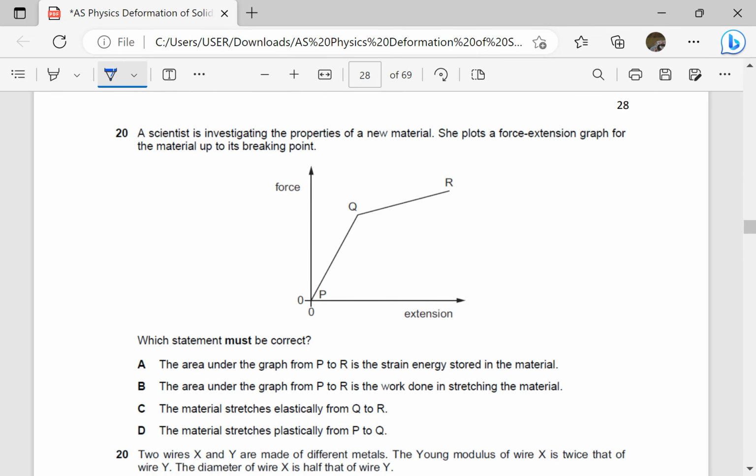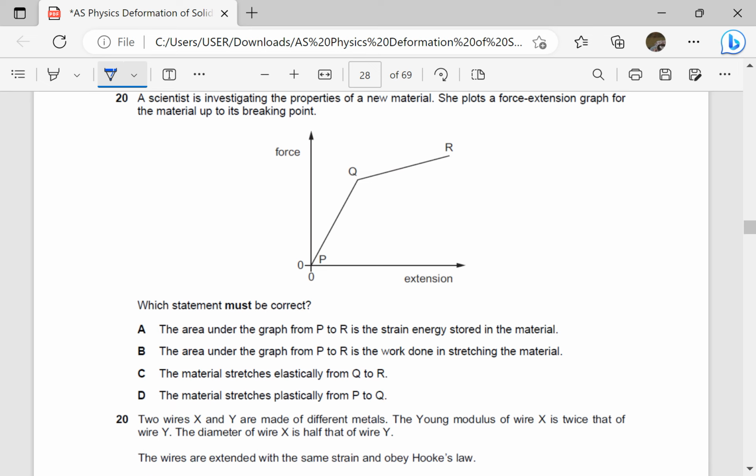A scientist is investigating the properties of a new material. She plots a force extension graph for the material up to its breaking point. Which statement must be correct?